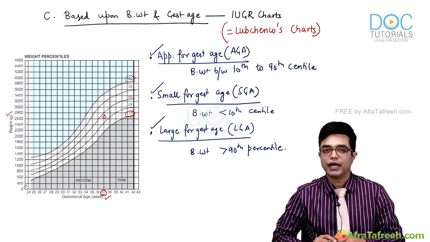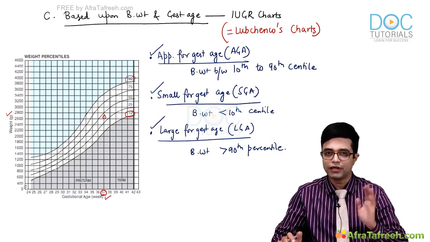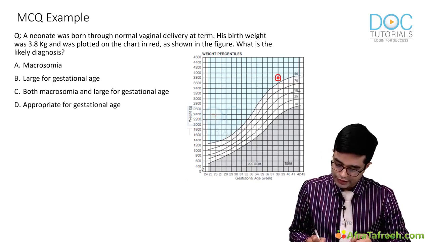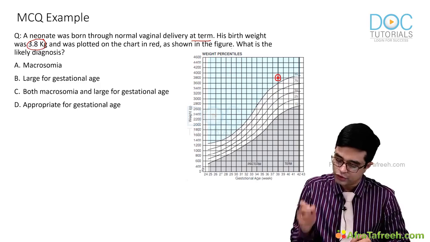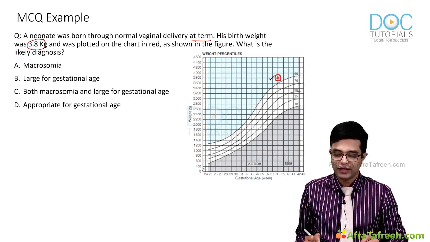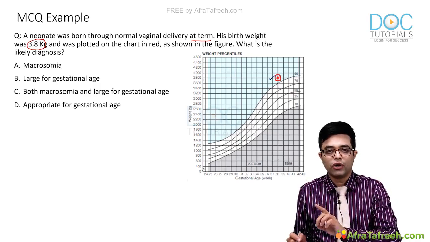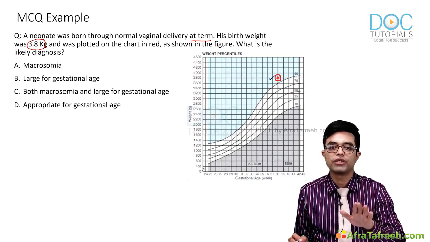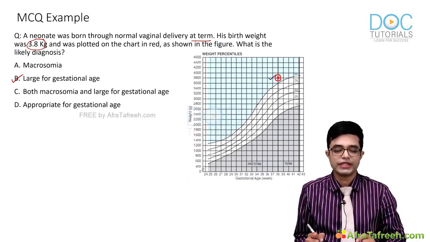Now, how can MCQs be asked based upon this Lubchenco's chart classification? Let us take an example so that the concept becomes ingrained in your mind. This is an MCQ example. Look at the question. Neonate was born through normal vaginal delivery at term. His birth weight was 3.8 kg and was plotted on the chart in red as shown in the picture. So this is Lubchenco's chart and they have already plotted the baby's weight here. What is the likely diagnosis? Whenever birth weight is plotted on a Lubchenco's chart and it is above 90th centile, the child is called large for gestational age. And so the answer to this question is B, that is large for gestational age.